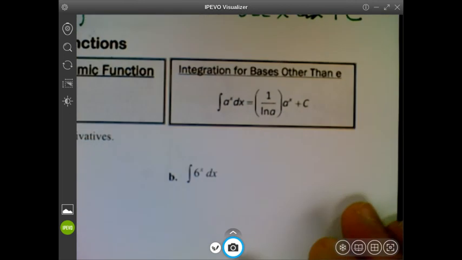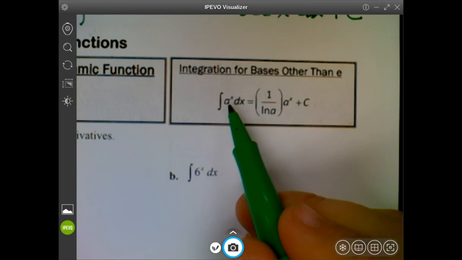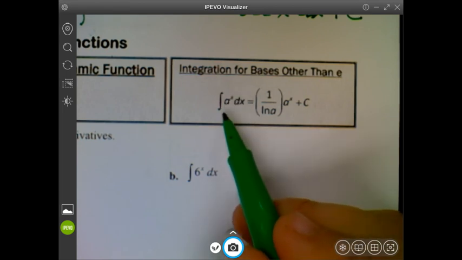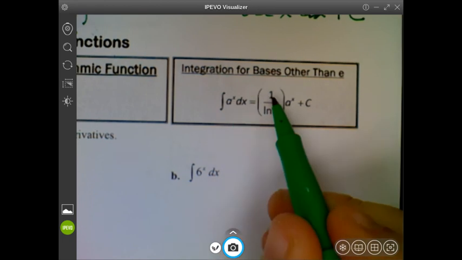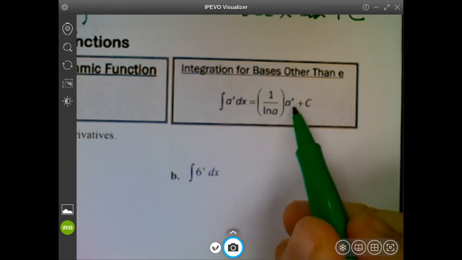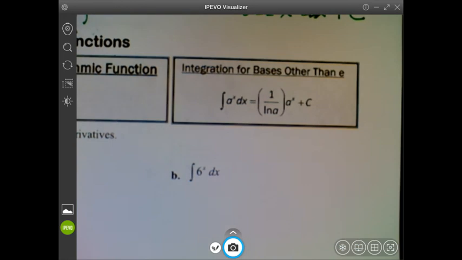And this one's a little bit more complicated. So this is when it's not e to the x, when it's some other number. So maybe like 2 to the x or 5 to the x or 1/2 to the x. It's going to be equal to whatever that base is, 1 over the ln of that base times the base to the power of x. And then we don't forget about the plus c.